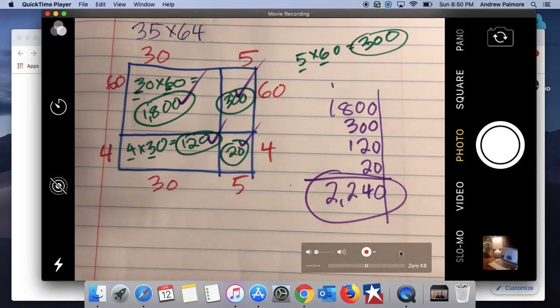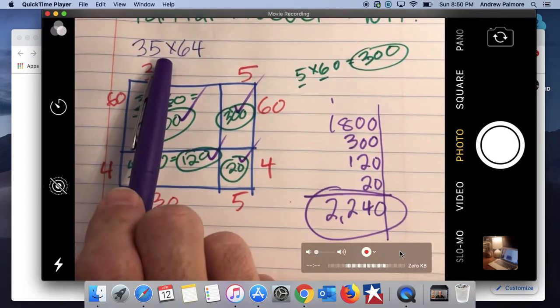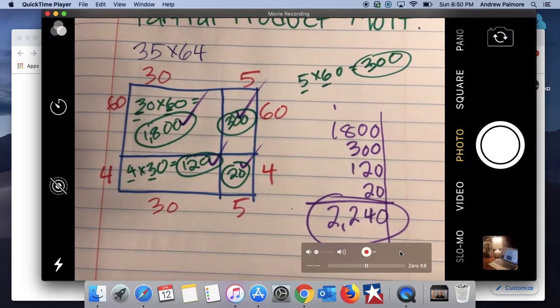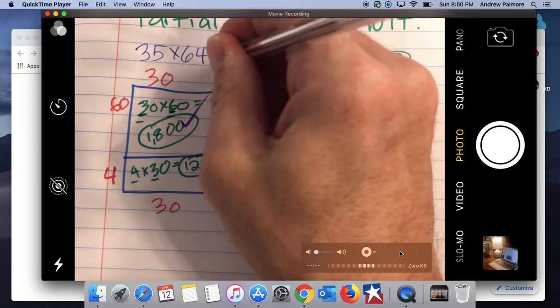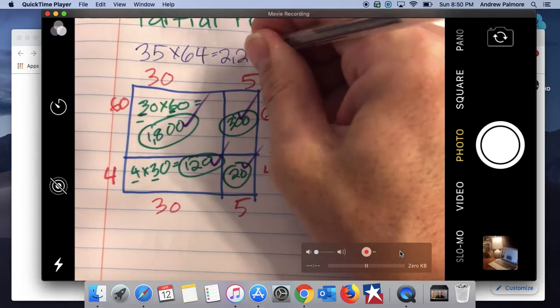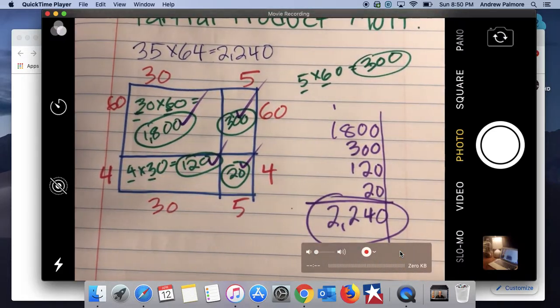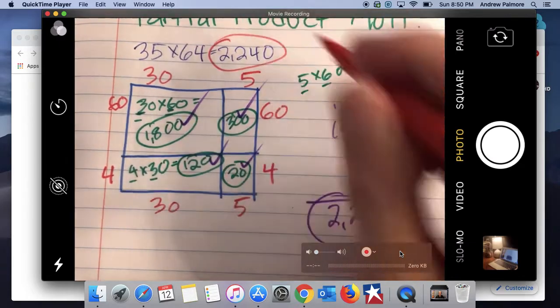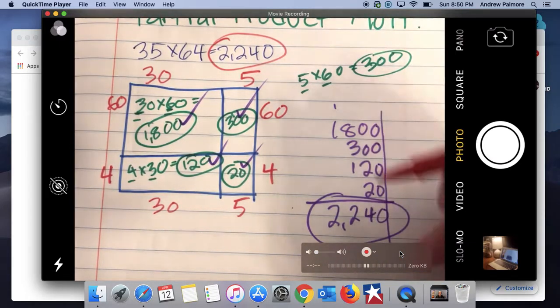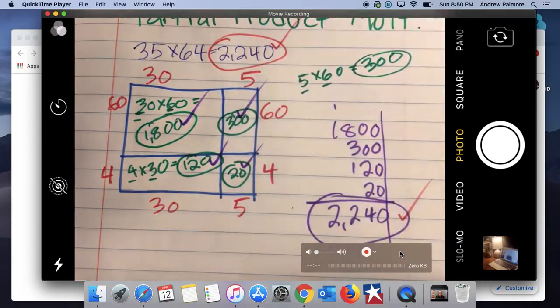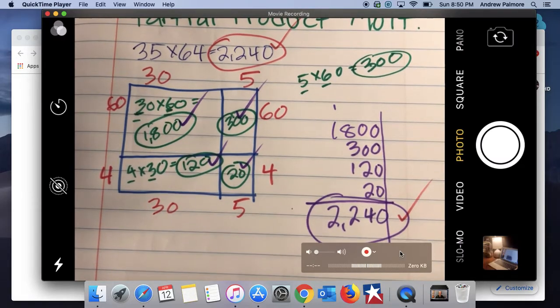2,240 looks like. Okay. So 35 times 64 equals 2,240. And I'm going to circle my answer here to make sure I copied it right as well. Okay, so that is one problem.